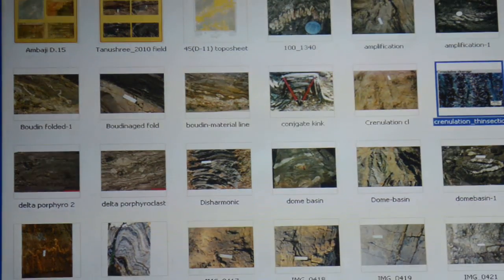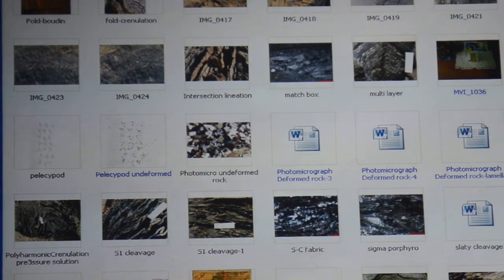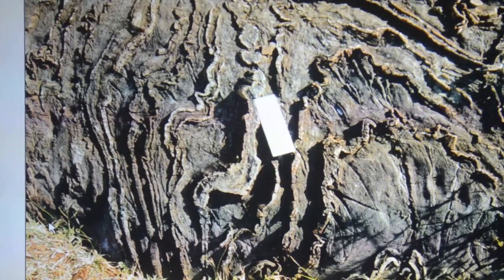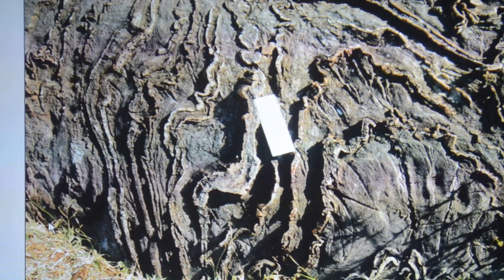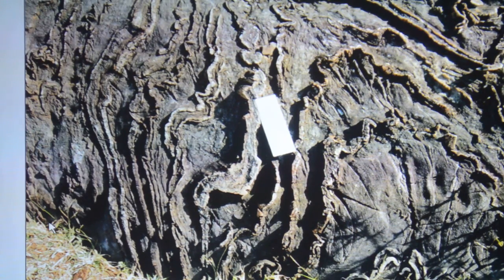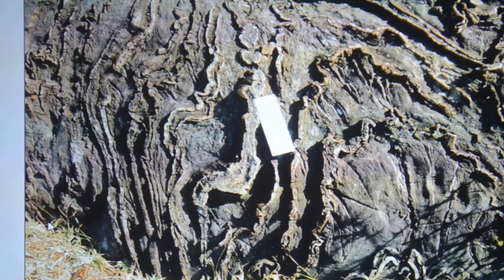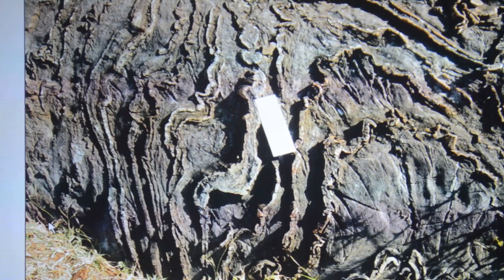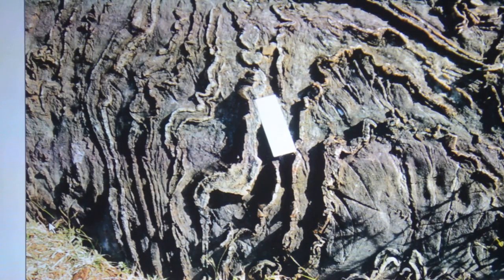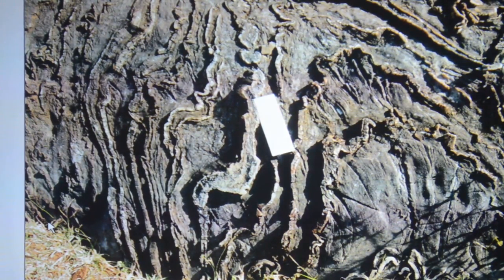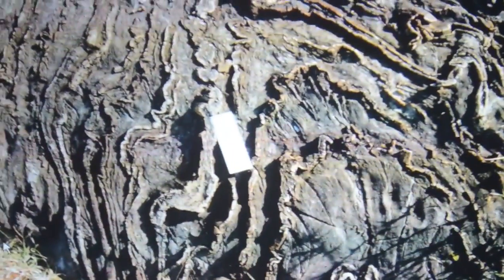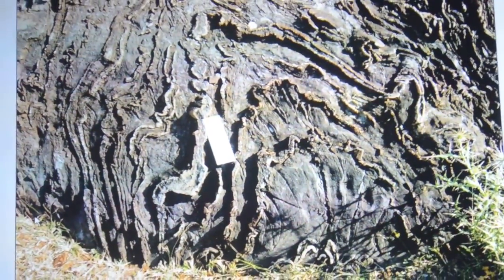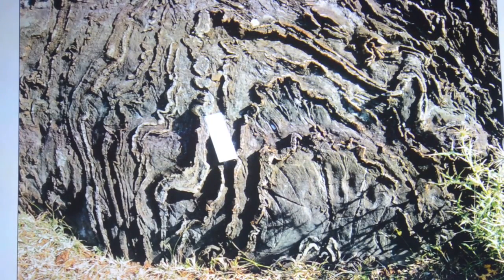I will show you one photograph. Have you seen this one from Ambaji? Maybe the villagers see it every day. Suppose I ask you, what did you see there? That is what I wanted to ask you. What did you see in this photograph? Two phases of folding. Can you see these folds?